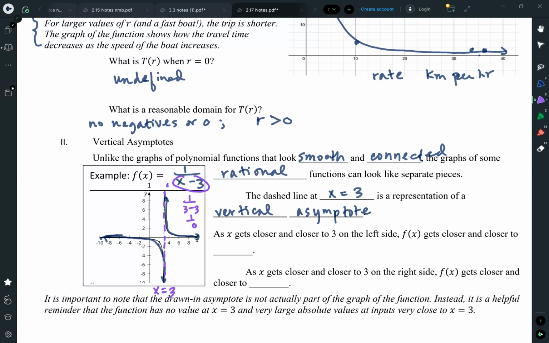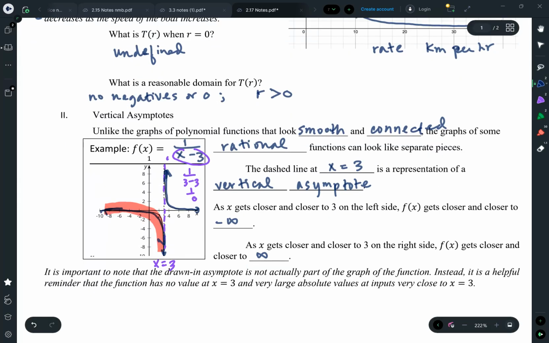As x gets closer and closer to 3 on the left side, so this would be the left-hand side of my graph, f of x gets closer and closer to, and that means I'm looking at this part of my graph right here, negative infinity. As x gets closer and closer to 3 on the right side, f of x gets closer and closer to, that's this part of my graph right here, positive infinity.